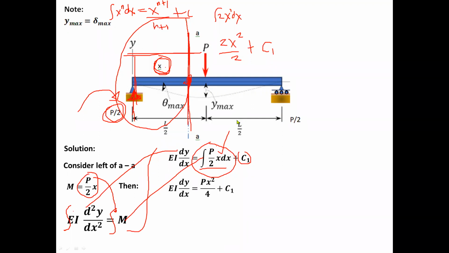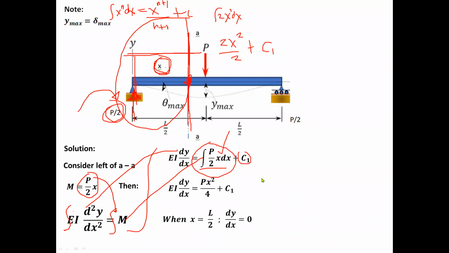Px square over 4. Ano ba ang integral ng x dx? Di ba? X square over 2. Di ba? So, magiging px square over 4 kasi 2 times 2 is 4. Now, we already have this. May c sub 1 na tayo. Then, let's proceed. Next step.